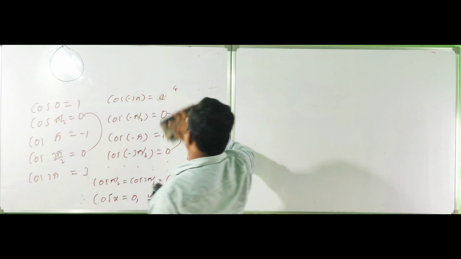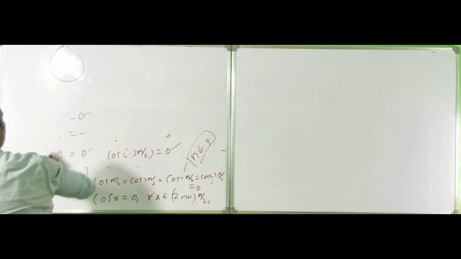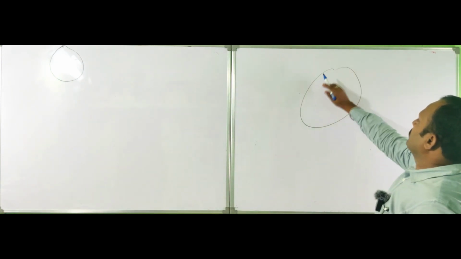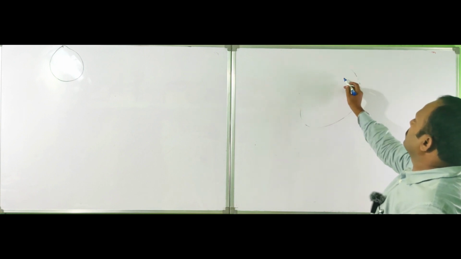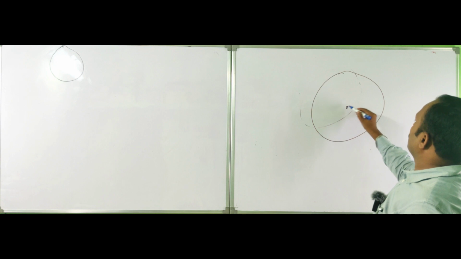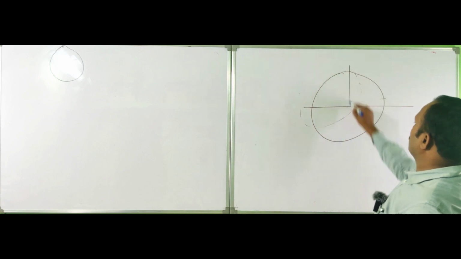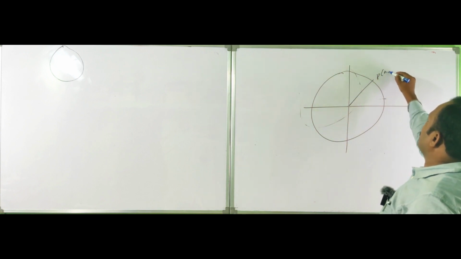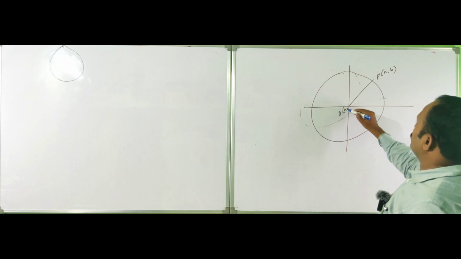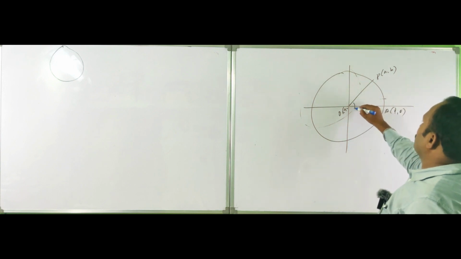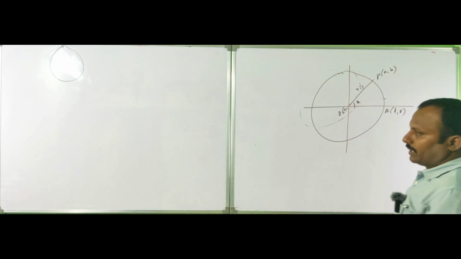In the unit circle, as you all know already, the radius is 1 centimeter. Let's draw the unit circle here. This is the point P with coordinates a and b. This is the origin 0, 0. This is A, 1, 0. This is the angle, and the radius r is equal to 1.